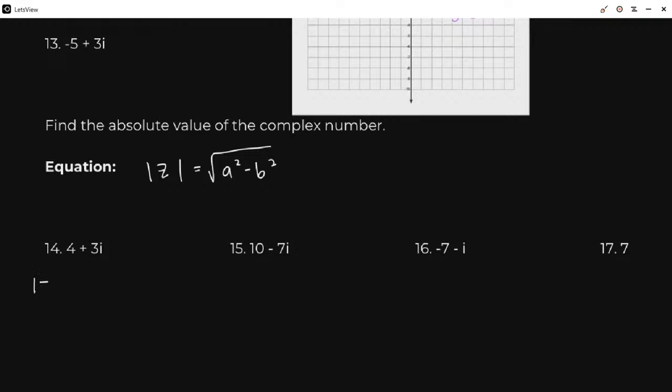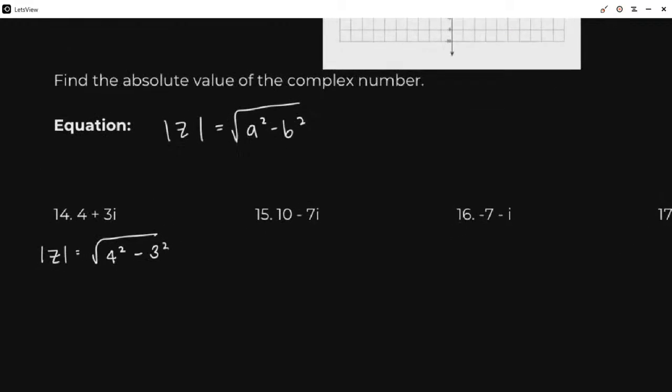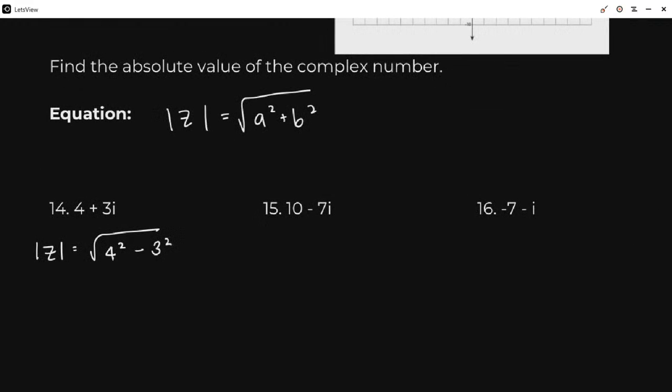So for number 14, the absolute value would be the square root of 4 squared minus 3 squared. Oh, oops, sorry, this is a plus. So plus 3 squared. So that'll be 16 plus 9, which is 25, so that means the absolute value is 5.